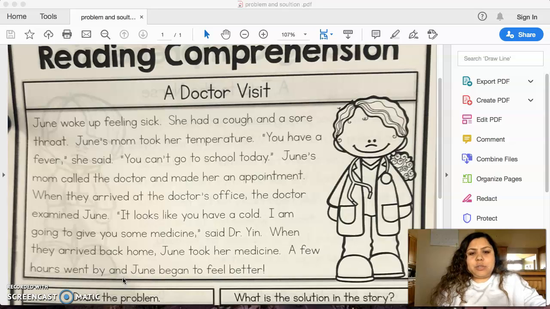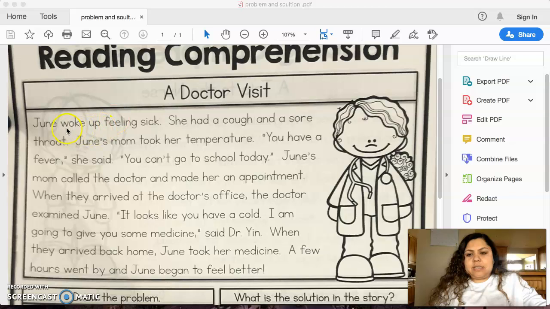So I'm going to read it one more time, and this time your job is to figure out what the problem is and what the solution is. So what is June's problem and what was her solution? So here I'm going to read.